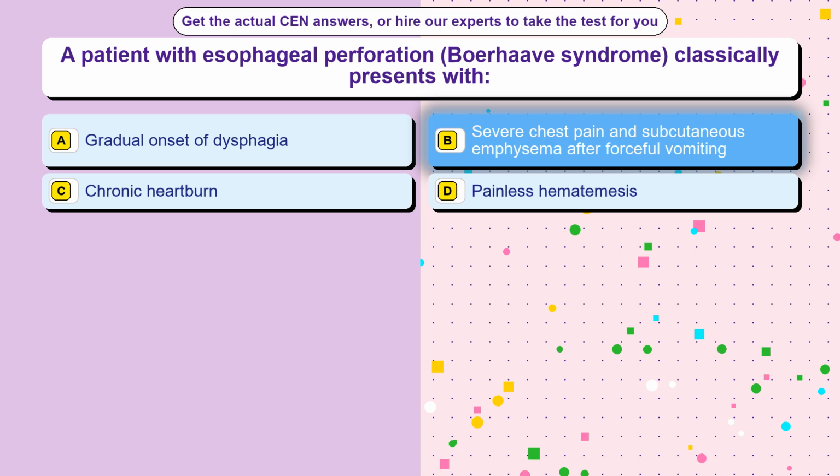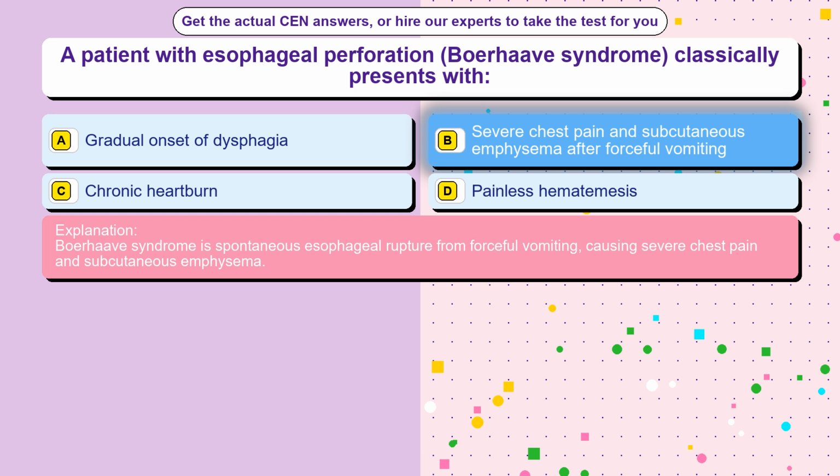The correct answer is option B, severe chest pain and subcutaneous emphysema after forceful vomiting. Boerhaave syndrome is spontaneous esophageal rupture from forceful vomiting, causing severe chest pain and subcutaneous emphysema.